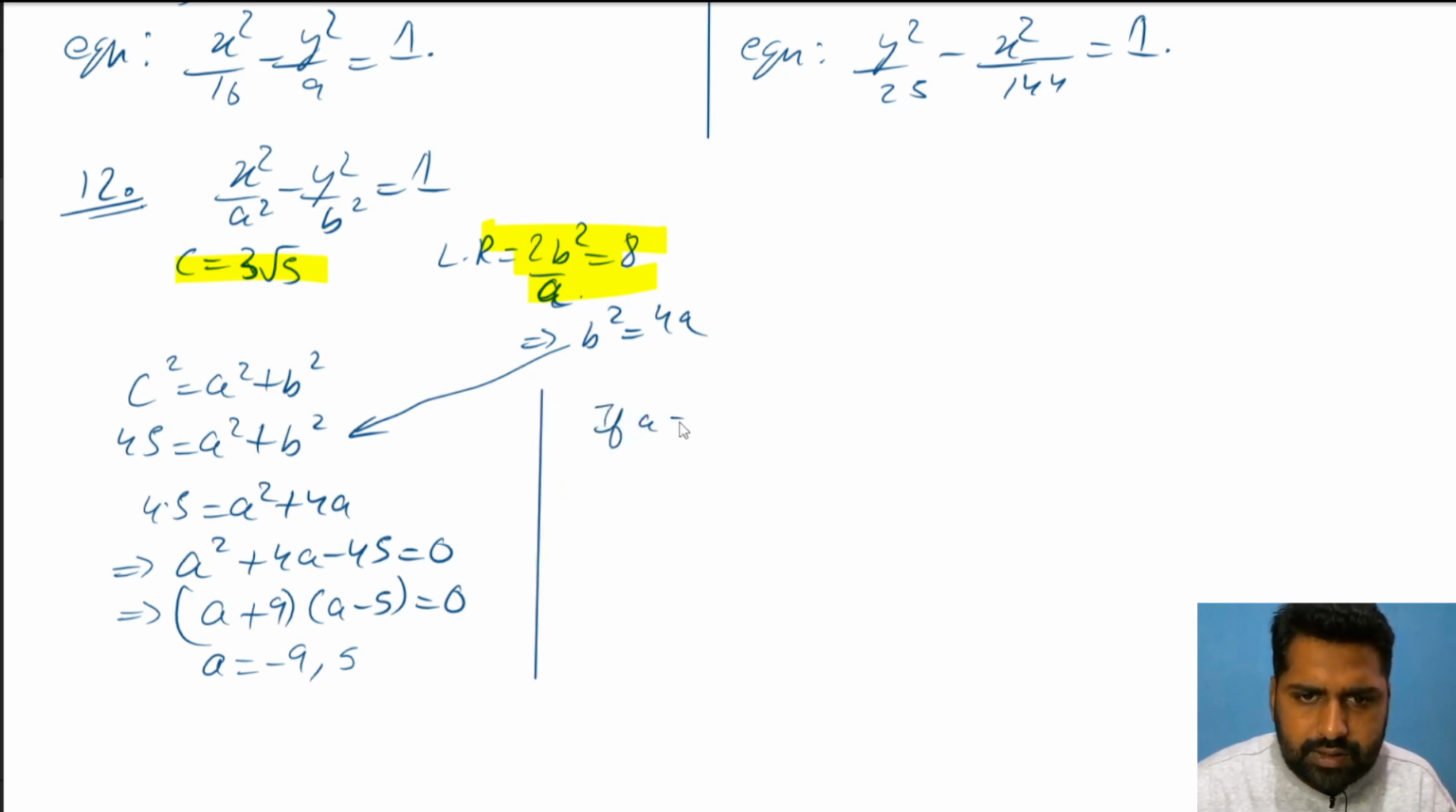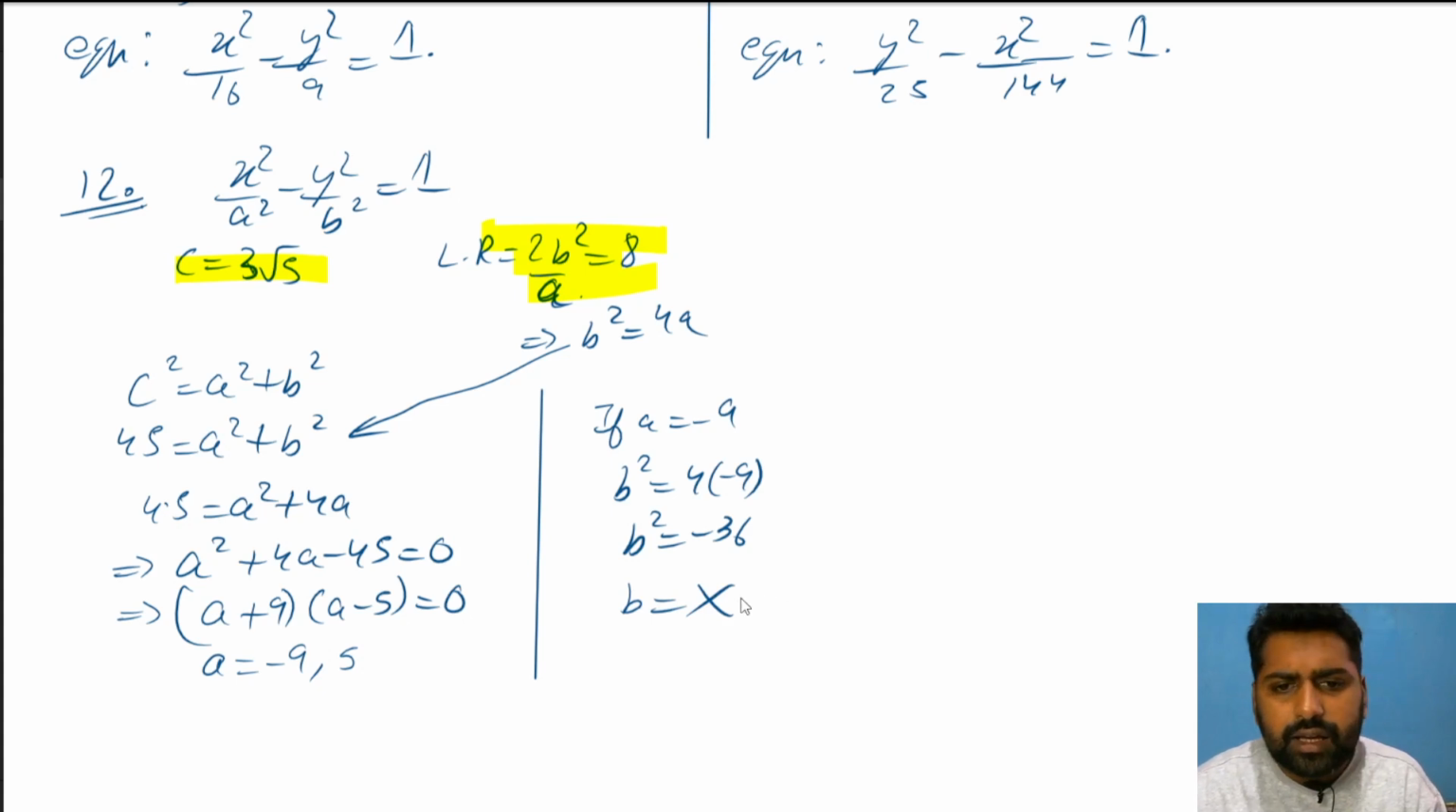If a is equal to minus 9, then b square is equal to 4 into minus 9. B square is minus 36. B is not possible to find. Why? Because the square of any number is always positive.